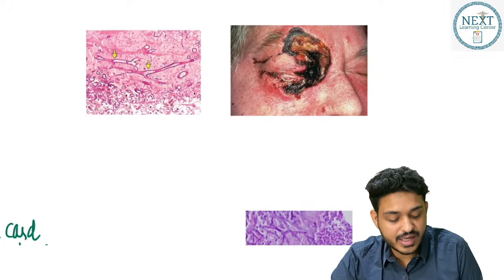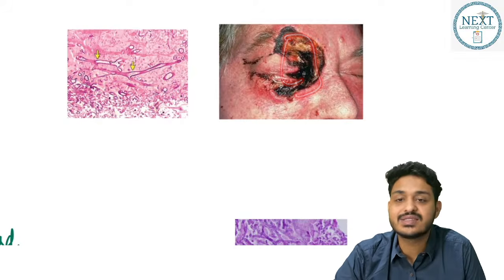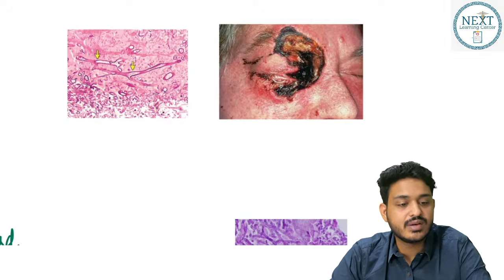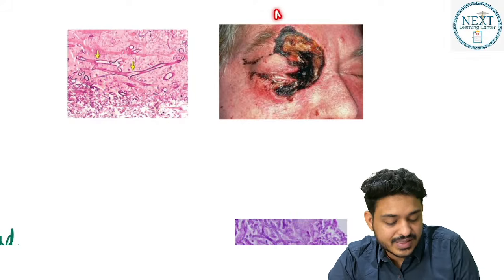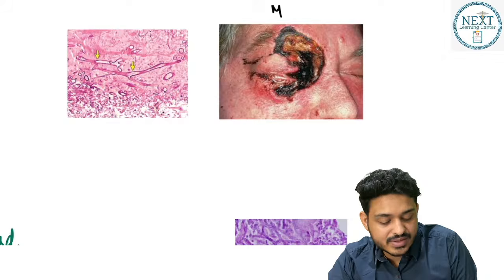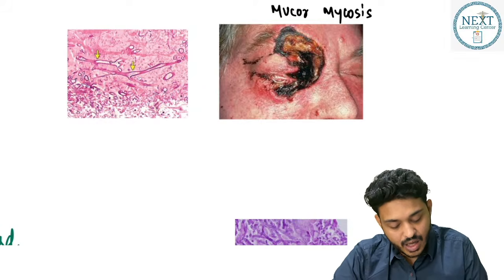Here you can identify this structure is getting black, this area is getting black, this is a dead necrotic mass that we are having. This is a case of what? This is a case of mucormycosis, right? How you will identify?